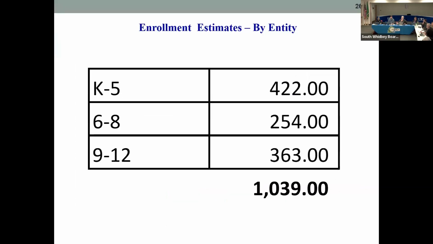Broken down into the three entities that we have, the K-5, which is a building here, about 422 students. And when we talk about students, we talk about FTE, which is full-time equivalent. That's a student that goes full-time to school, because we get funded based upon seat time. So if they come half the time, we get half the funding. If they come full-time, et cetera. And then middle school in the 6th to 8th grade level, about 254 FTE, and at the high school level, about 363. So that comes to your 1,039 that we're looking at.